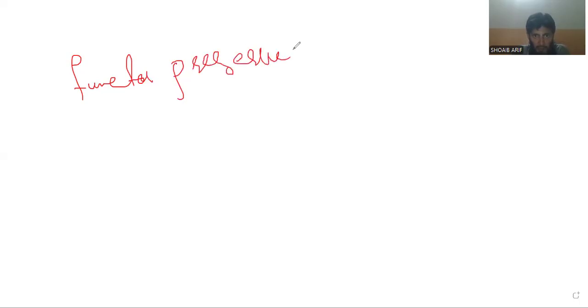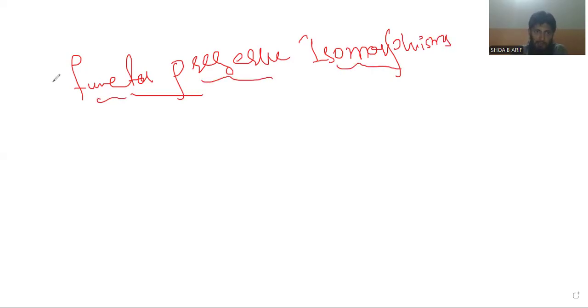So today here is a theorem. Functors preserve isomorphisms. Here is a theorem, a proposition we can say: functors preserve isomorphisms. So how can we prove the statement that functors preserve isomorphisms? First of all, let's define the definition of isomorphism.